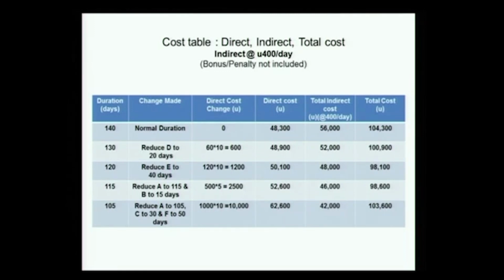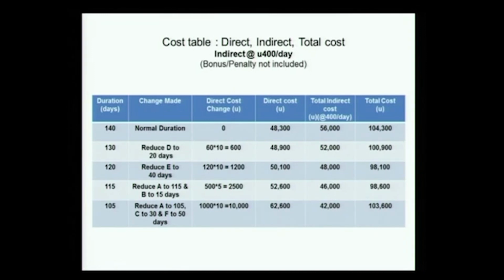We had a normal duration, then we reduced D. Then we reduced E to 20. Okay, we reduced E to 40. Then we reduced A to 115 and B to 15, and in the last step we took A, C and F and reduced them. We have the direct cost shown in the table for each, and in this column we show how the direct cost increases with each step.